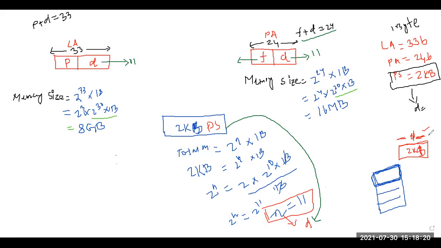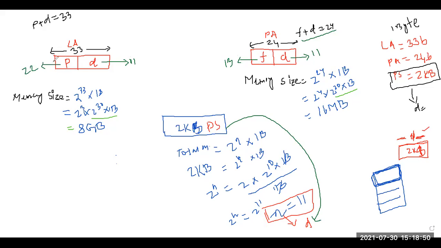Then what will be the value of f here? It will be 24 minus 11, which is 13. Is it clear to all of you? Now I am finding the f value. Similarly, if 11 bits are used for the offset address, what will be the value of p here? It will be 22. So let us understand the significance of this.